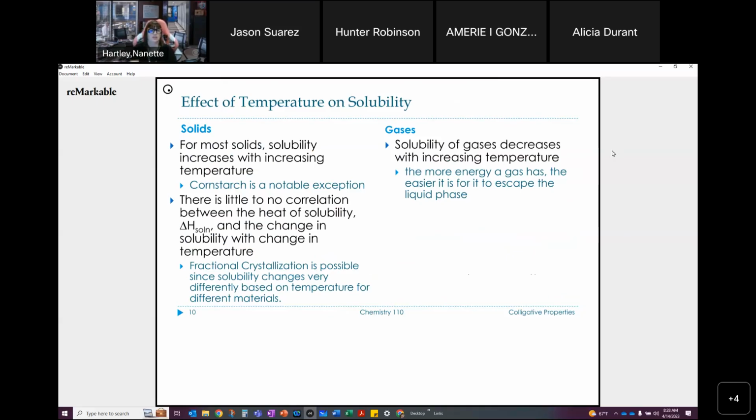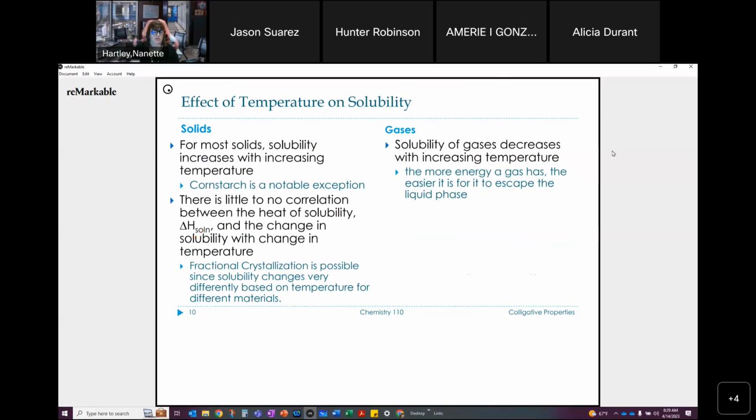Now, understand that there is little to no correlation between the heat of solution, the delta H of the solution, and the change in solubility with change in temperature. So even though these values can be referenced in a table, that has very little to do with how much I'm going to be able to dissolve if I change that temperature. So I can't use that to predict how much I'm going to be able to get into the solution at a particular temperature.